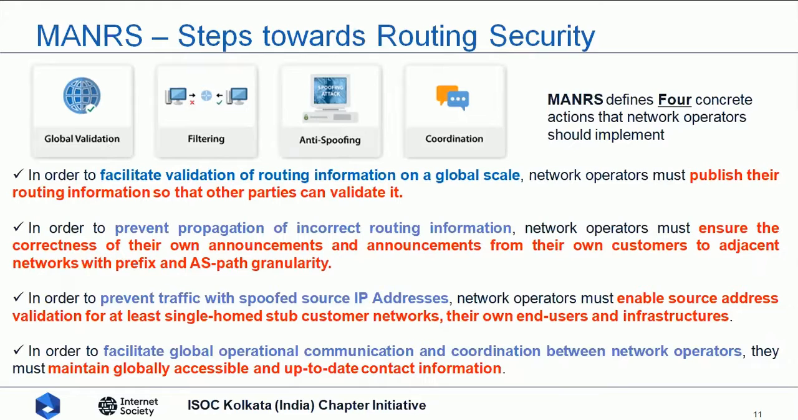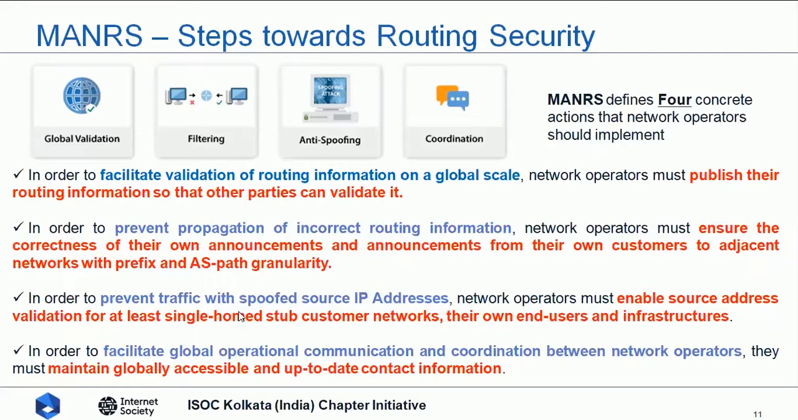Global validation: in order to facilitate validation of routing information on a global scale, network operators must publish their routing information so that other parties can validate it. Okay, so globally it can be validated. Filtering: in order to prevent propagation of incorrect routing information, network operators must ensure the correctness of their own announcements and announcements from their customers to adjacent networks, with prefix and AS path granularity. Right. So this is what the filtering ensures.